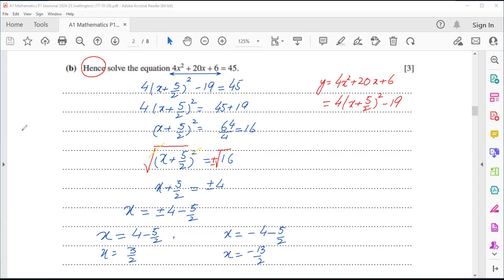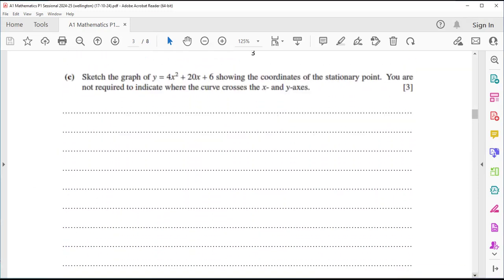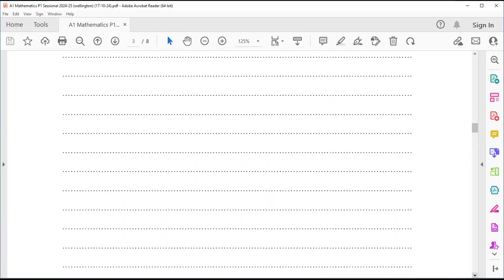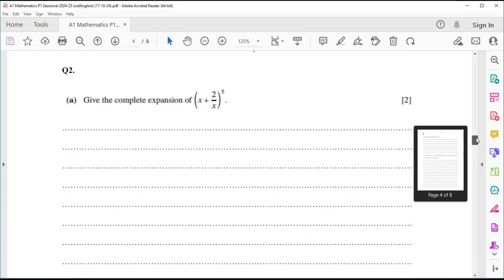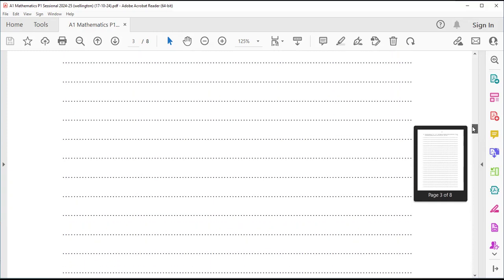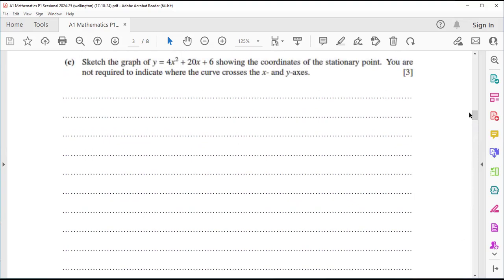Now, again, I have to solve the third part of the question. Remember that we have this result and I have to erase the whole thing. The next part of the question is, sorry, the next part of the question is not over here, because we have the next part. This one. Sketch the graph of this one. Already we have this information.